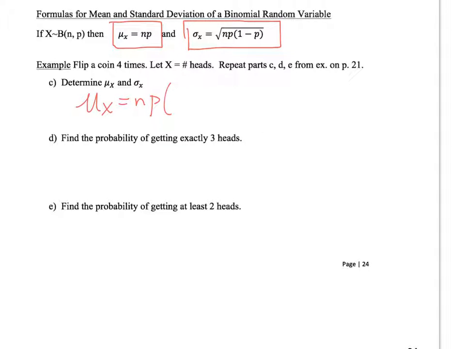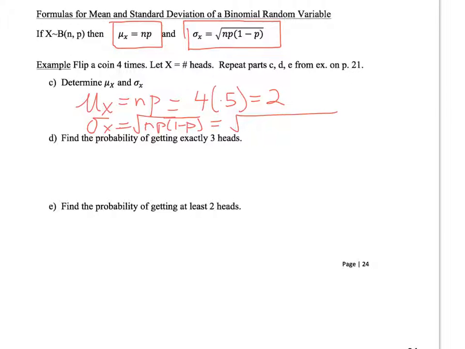So for n times p, we're just going to have 4 times 0.5, which is 2. So of course that makes sense. We should expect 2 heads when we flip 4 times. And then for the standard deviation, n times p times 1 minus p. If we calculate that out, we do 4 times 0.5 times 0.5, and let's see what we get. Okay, so I got 1 for that.